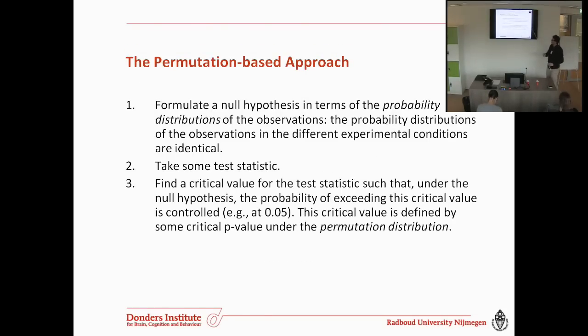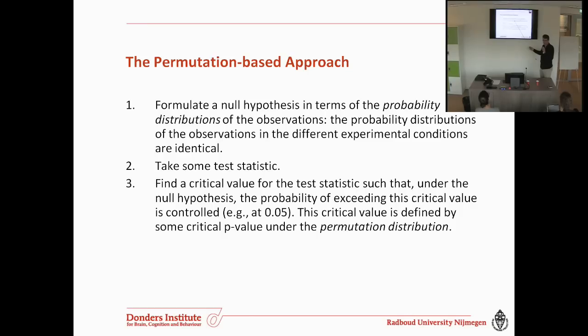Okay, I'm now going to introduce the permutation-based approach, starting from the Neyman-Pearson approach. I'm going to focus on the differences. And there are just a few crucial differences, but for applications it makes a lot of difference. So how does it work? I take the three steps that I also used for the Neyman-Pearson approach. I start with formulating a null hypothesis. And now the null hypothesis, crucially, does not pertain to expected values, but pertains to probability distributions of the observations. The null hypothesis pertains to these capital D variables.